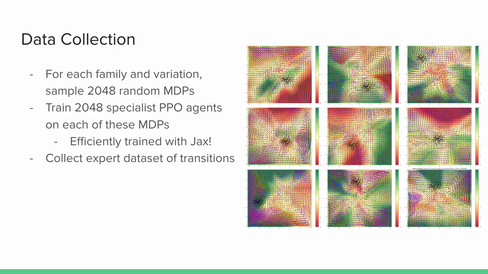For each family and variation, we sample 2048 random MDPs from that distribution. Then, with the help of JAX and its amazing vmap, we efficiently train 2048 specialist PPO agents, which then collect an expert dataset, which is then used to train the generalist agent.